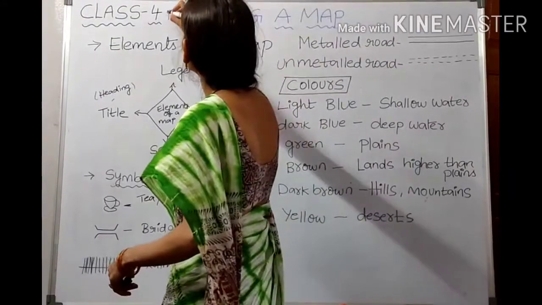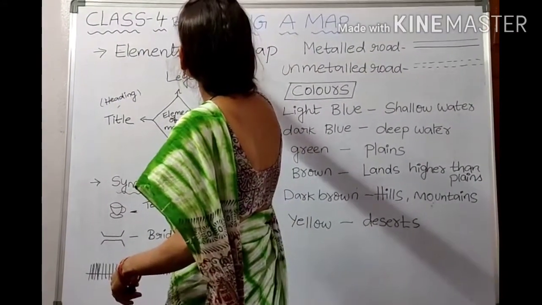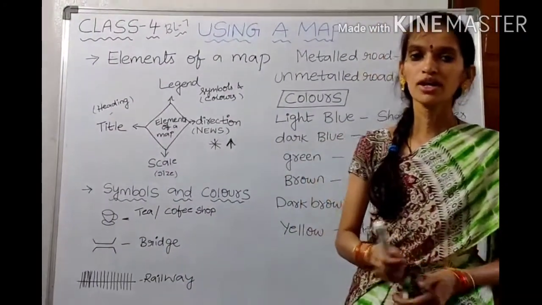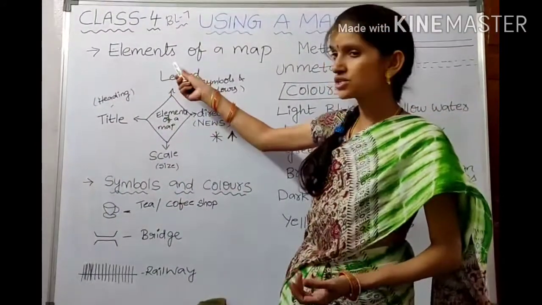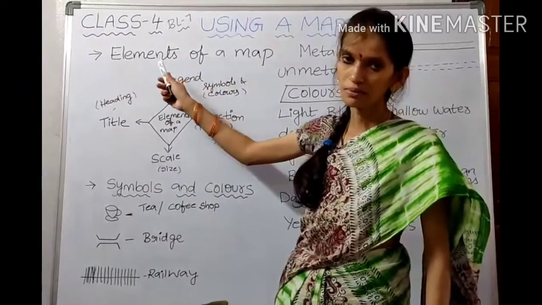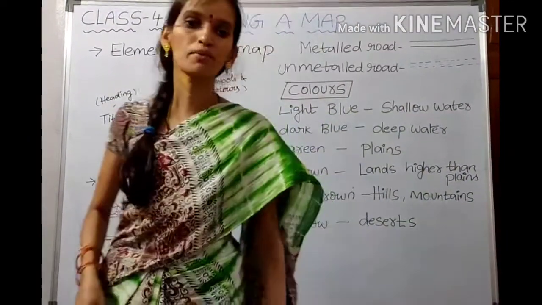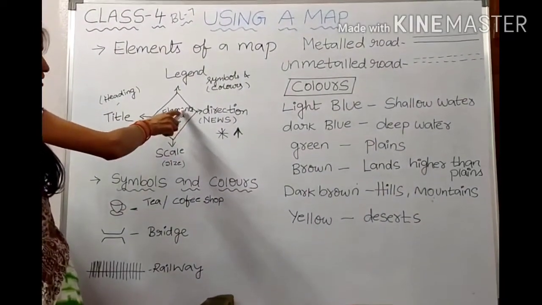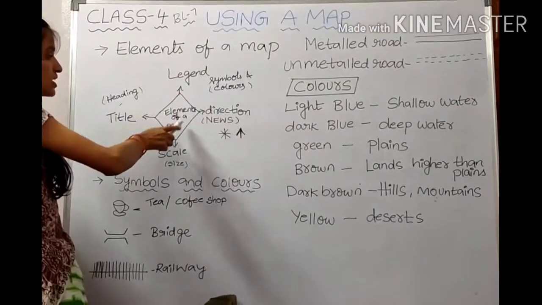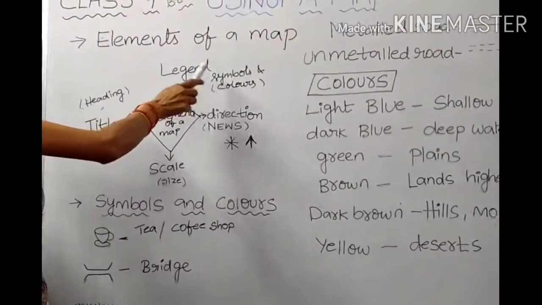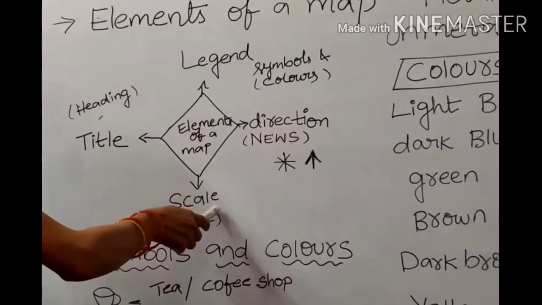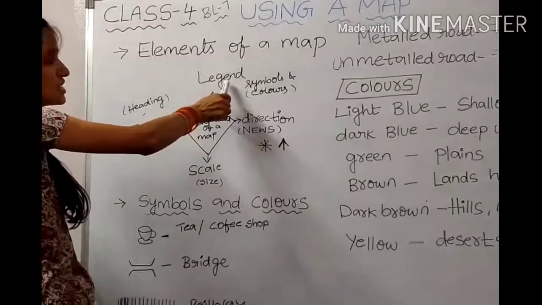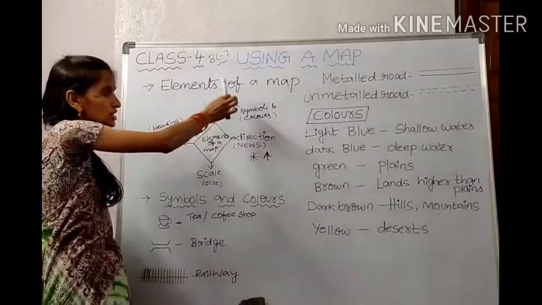Namaste children. In the last class, we started a new block, Block 7, Using a Map. In that, we came across the elements of a map. What is an element? It has 4 types: legend, direction, scale and title. I have shown in the book what a legend is. It has the symbols and colors.